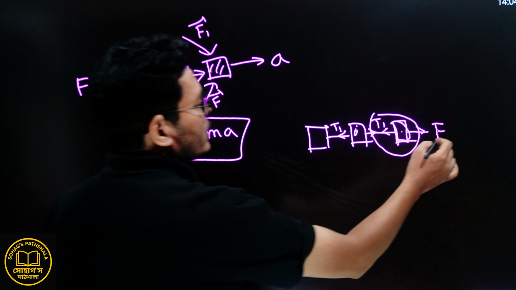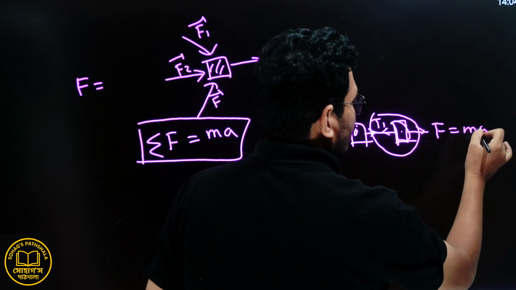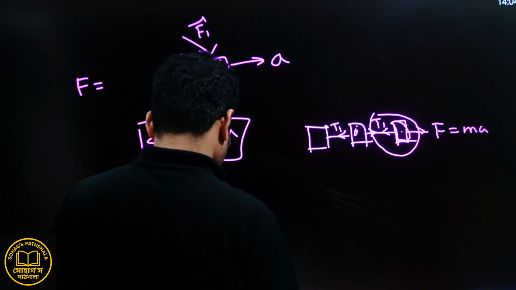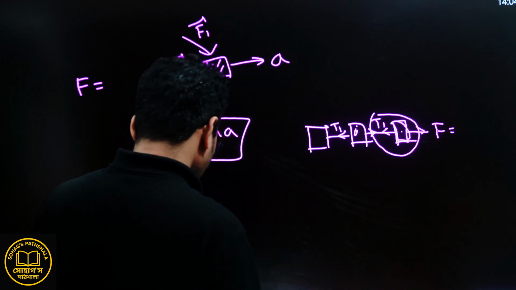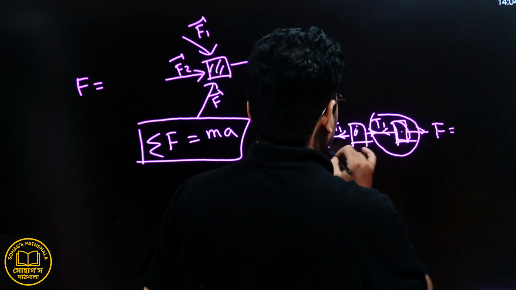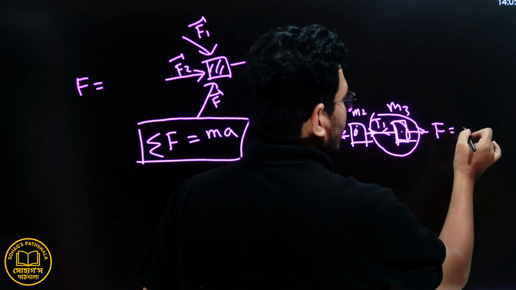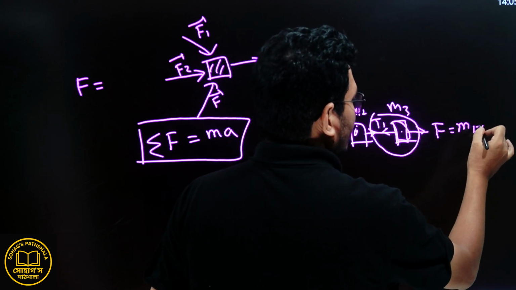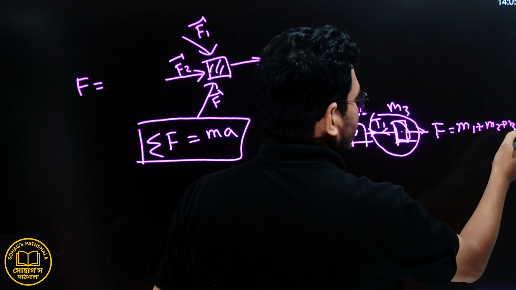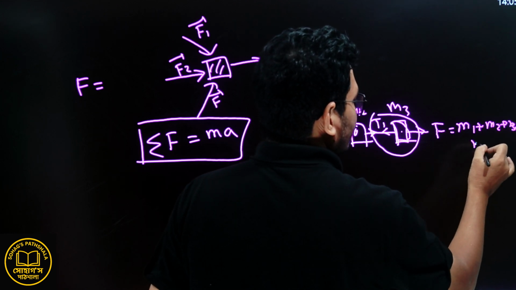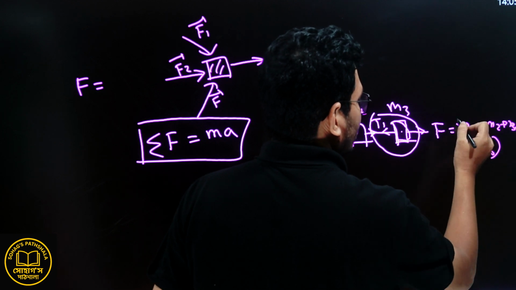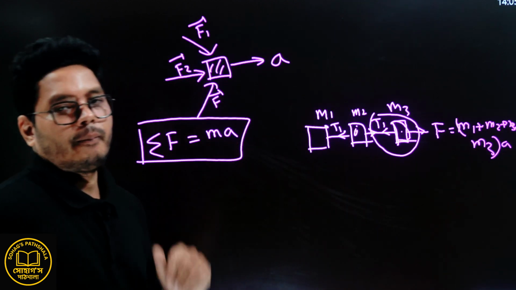But you know, there are three objects, so the acceleration will be only one. So there are three objects, right? m1, m2, m3. So actually it will be m1 plus m2 plus m3 into a. So the acceleration will be just one.